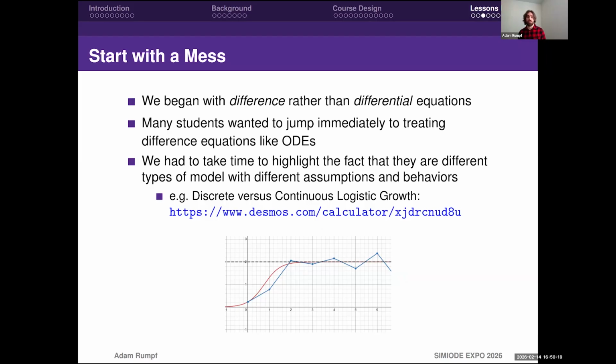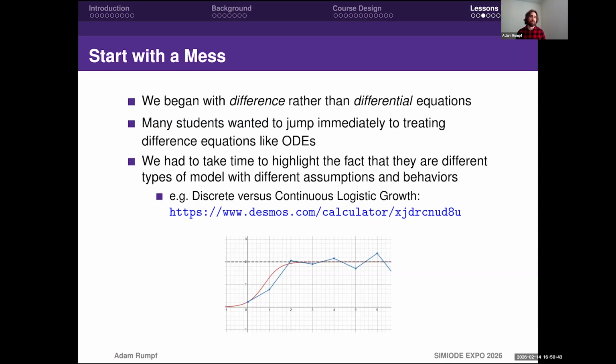We also had to take a little bit of time out of class to drill down on some of the differences between difference equations and differential equations. We started by talking about difference equations just because they're a little simpler and they don't require you to talk about calculus at all. But a lot of students who were already familiar with ODEs wanted to treat difference equations just like ODEs. So we had to talk a little bit about the fact that they are different models, they do have different assumptions, and they can give you different kinds of behaviors.